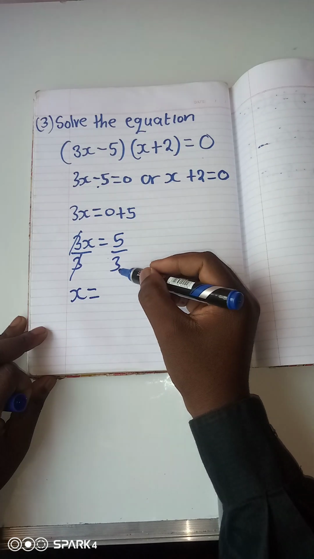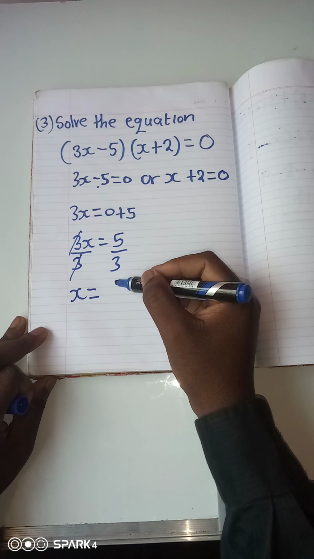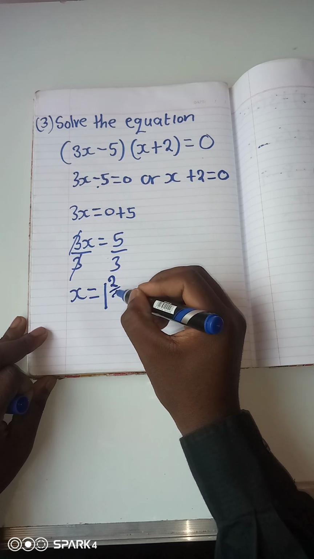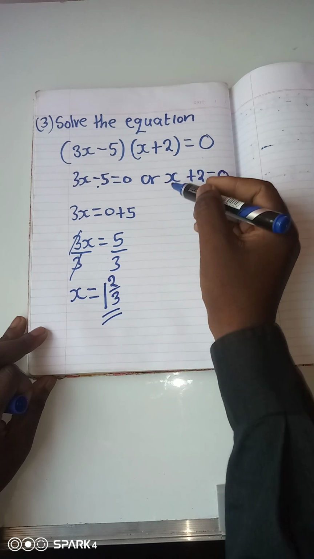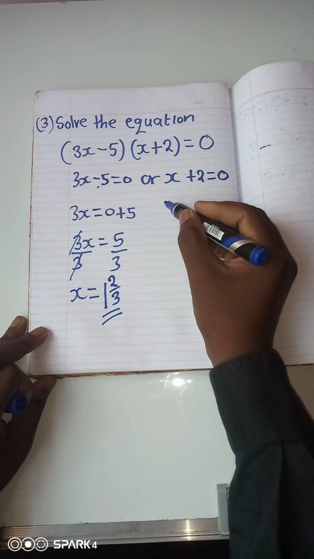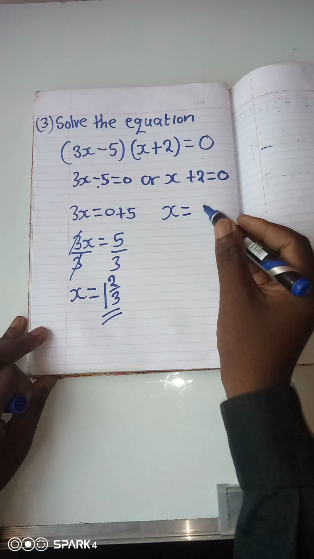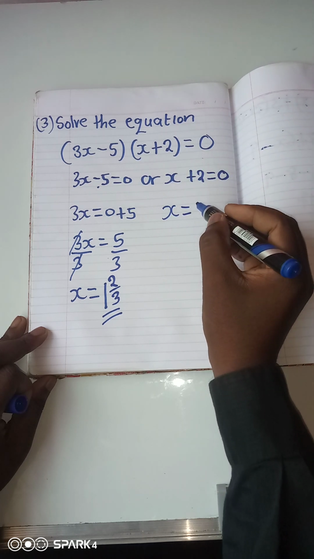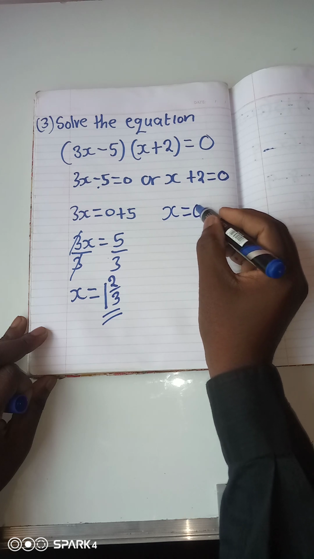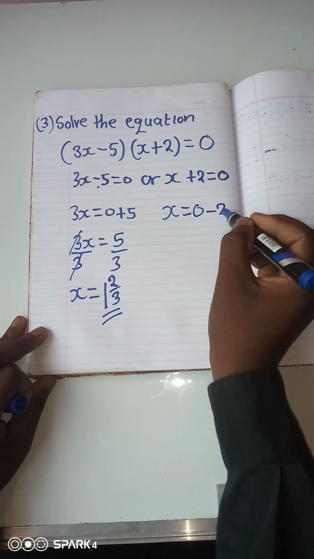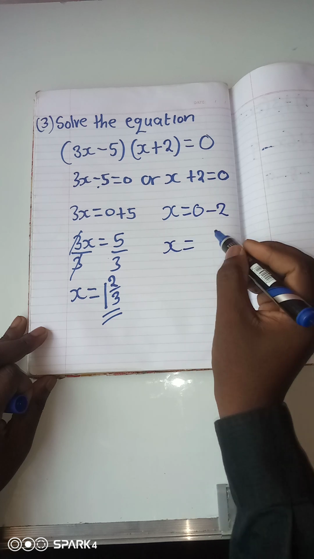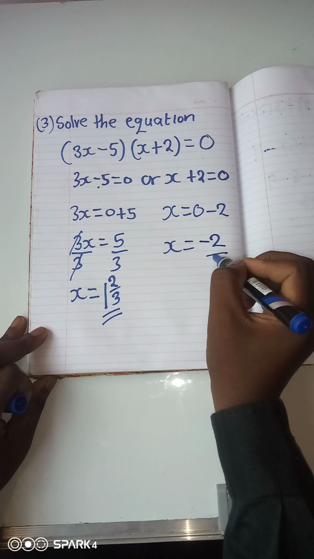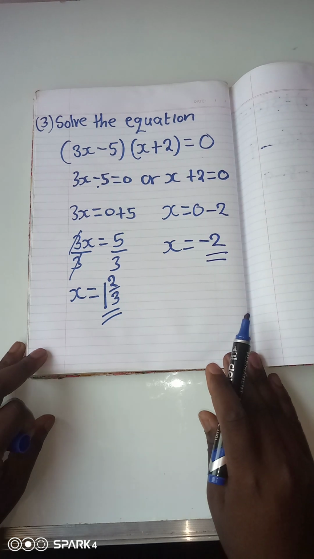So how many times can 3 go into 5? It goes 1 time, remainder 2 over 3. Here, you know that x is equal to, it was a positive if it crosses the equal sign. So becomes what? A negative. So x is equal to what? Negative 2. So this is how you get your 2 marks.